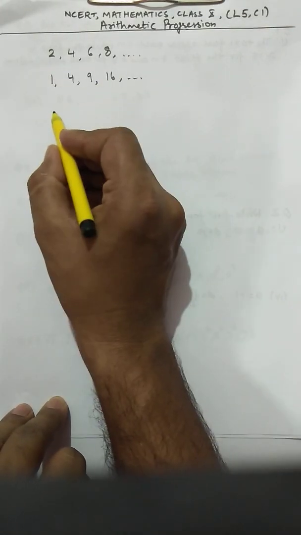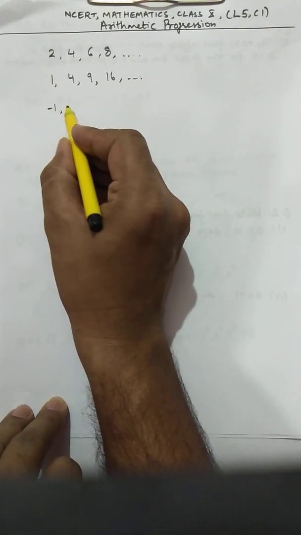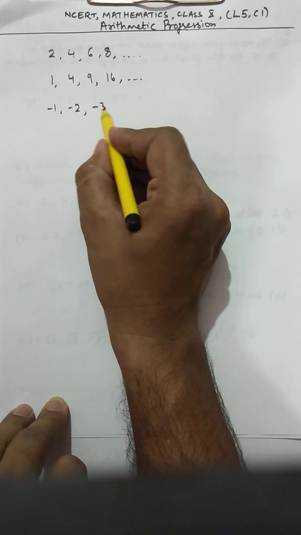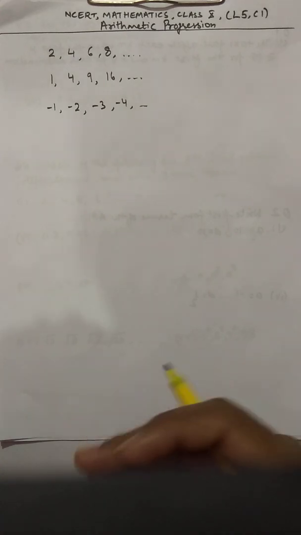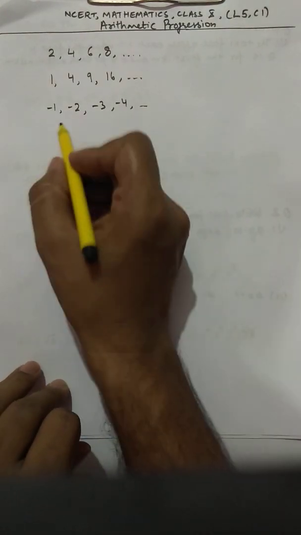Now take another example. This is -1, this is -2, this is -3, this is -4, and dash dash. So if I ask you in this example also, can we find which will be the next number? So next number will be, yes, -5. So that next number is -5. So after seeing these examples, we can have some more examples.